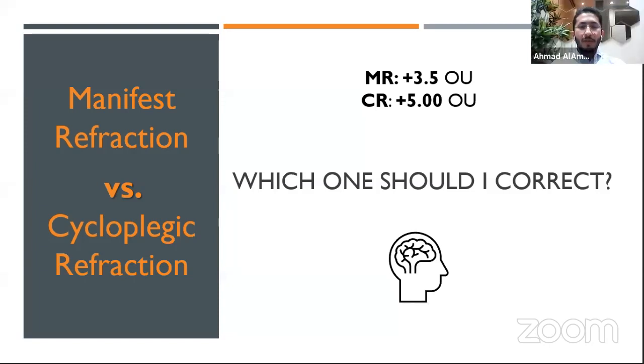Okay, Dr. Sabah, if you are faced with manifest refraction plus 3.5 and cycloplegic refraction plus 5, and you are going for femto LASIK, do you go or will you wait? No, I will go actually. Yes. Yeah, I will go.